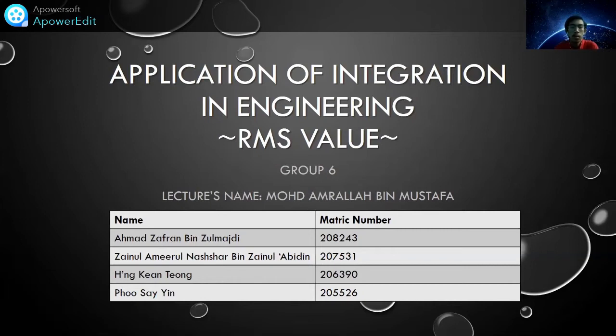My name is Zainul Amirul Rashad bin Zainul Abidin, metric number 207531, alongside my group members Ahmad Zafran bin Zulmajdi, Ng Kian Tiong and Fuseyin from Group 6. We are going to present the application of integration in engineering in focus of RMS value.